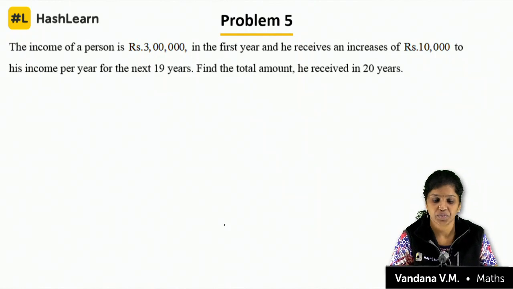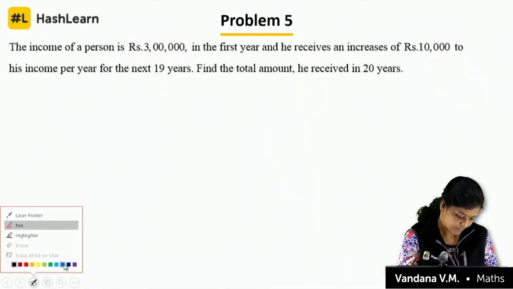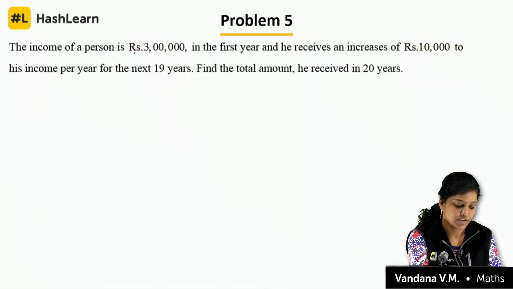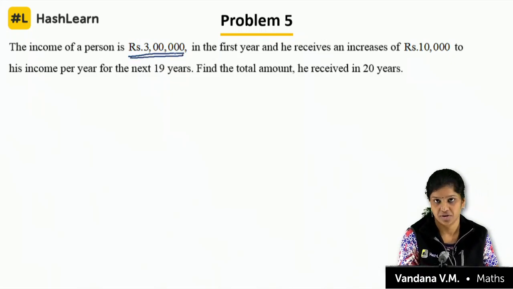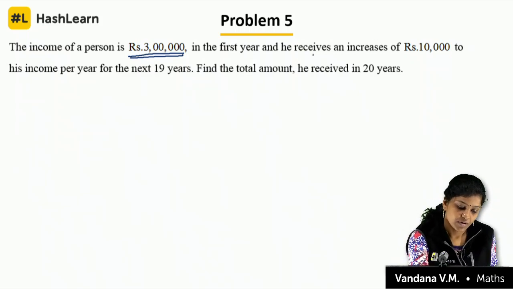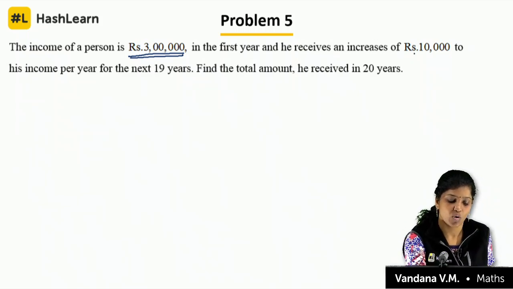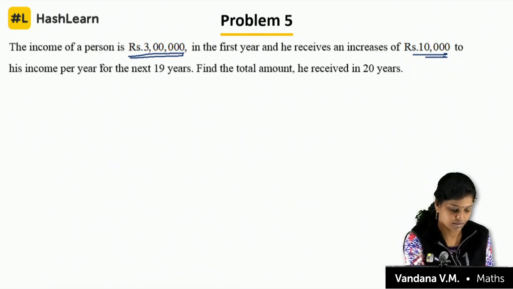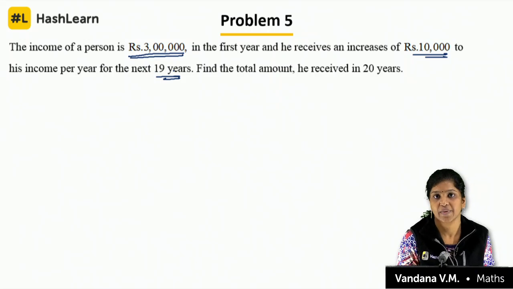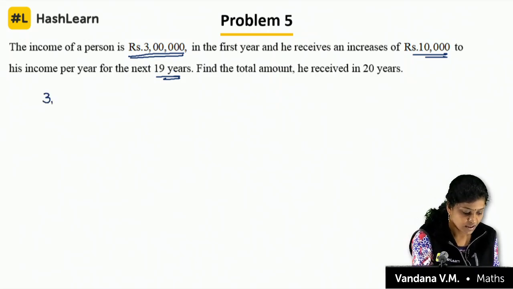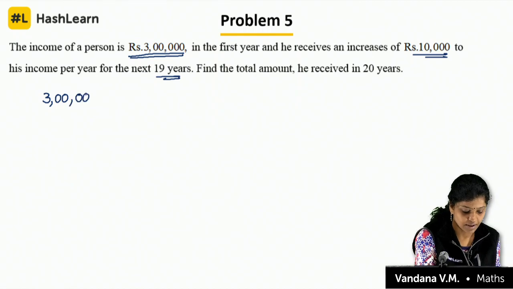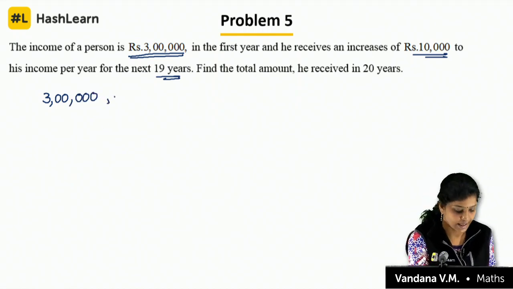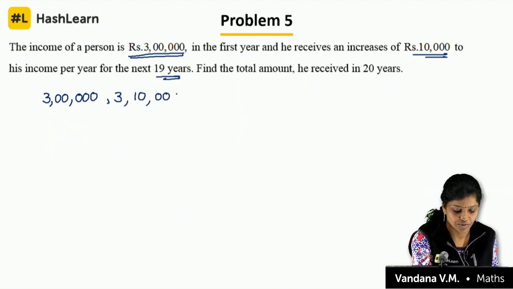So, very interesting question you see. The income of a person is rupees 3 lakhs in the first year, and he receives an increase of 10,000 to his income per year for the next coming 19 years. Every year 10,000 increment he will get. So, now children think, the first year is 3 lakhs. Next year how much he will get? 10,000 increment he will get, right? So, that is 3 lakh 10,000.